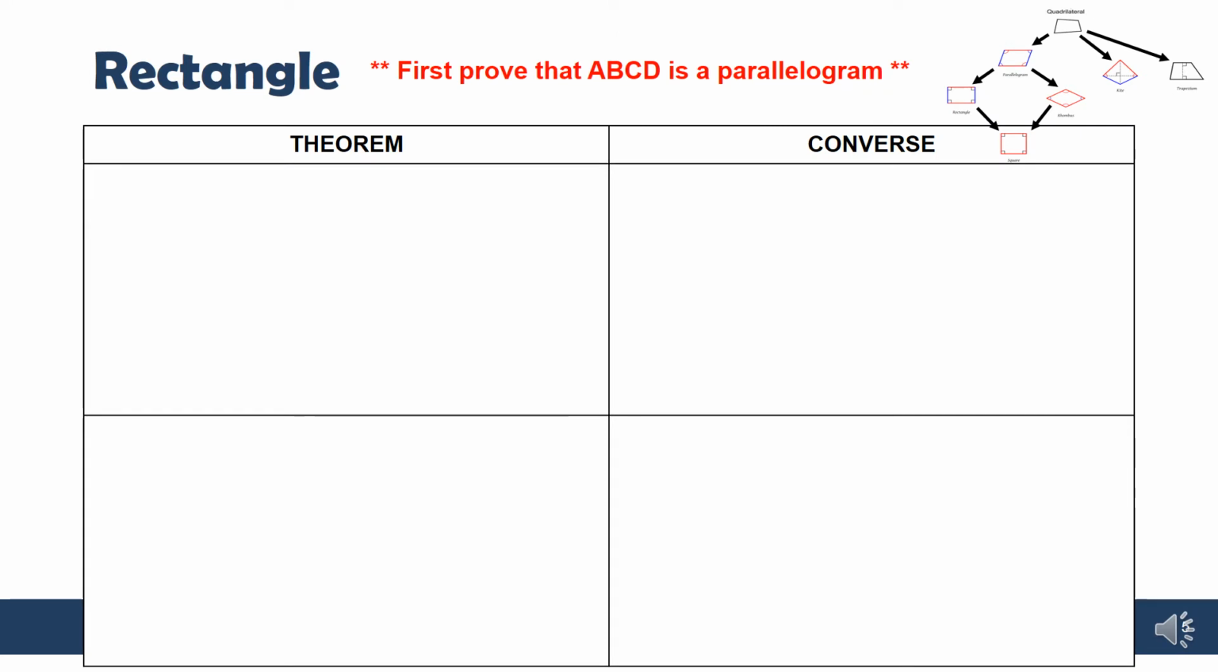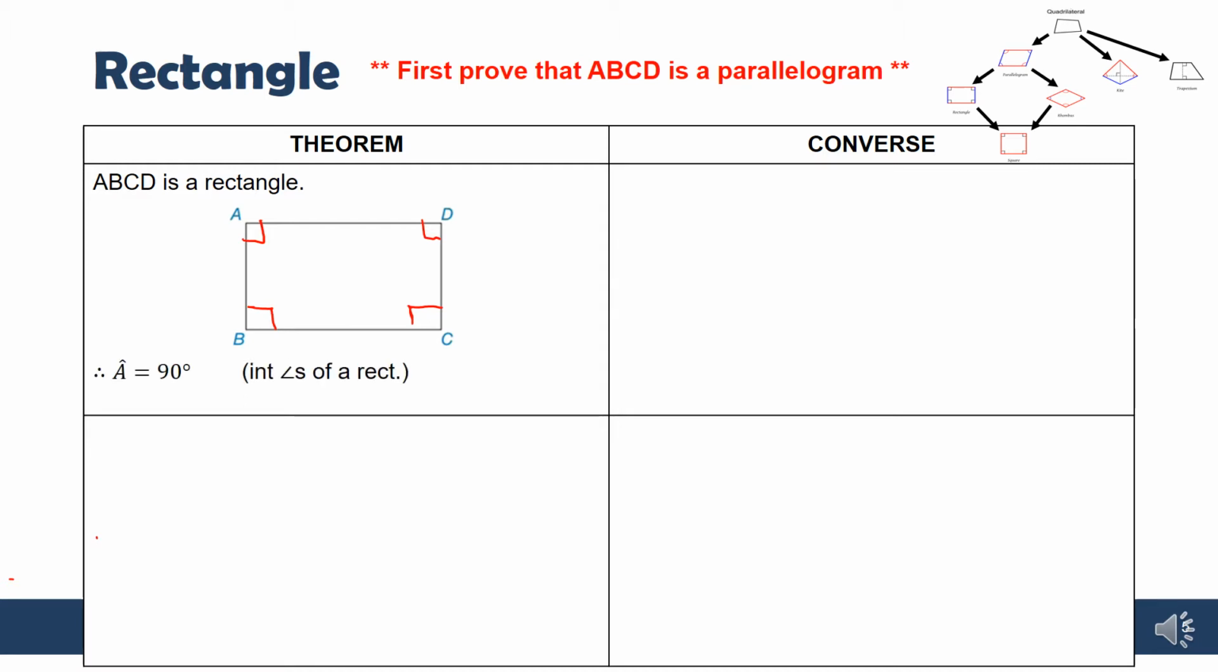Two ways to prove a rectangle. We're going to look at the special properties of a rectangle. So we talked a lot about what makes each shape special. In a rectangle, we know that the main thing that makes a rectangle special, its main property, is that the interior angles are all 90. So if you knew that it was a rectangle, you could then conclude that each interior angle is 90. So for example, you could say angle A is equal to 90 degrees, interior angles of a rectangle.